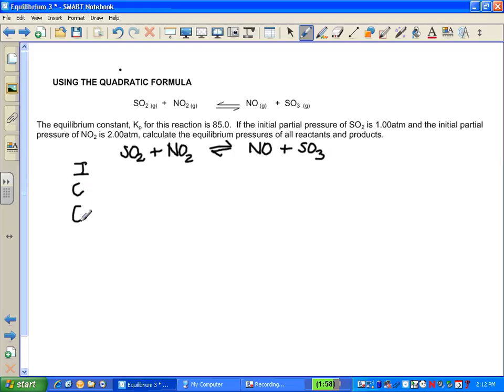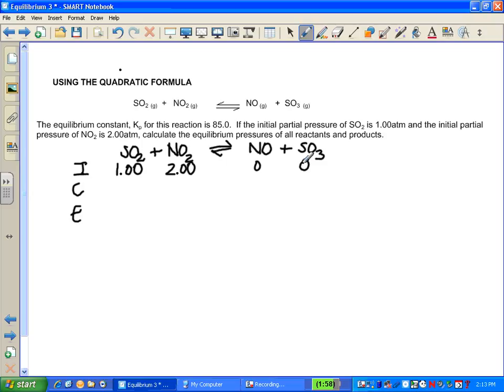Okay. In this case, we're working with partial pressures. It gives us the equilibrium constant Kp to be 85. It gives us the partial pressure of SO2 to be 1 and the partial pressure of NO2 to be 0. There is no mention of the NO or the SO3 in the system, so their initial partial pressures are 0.